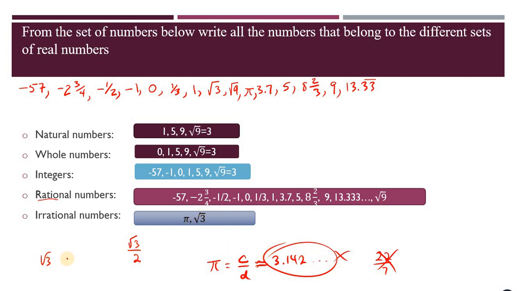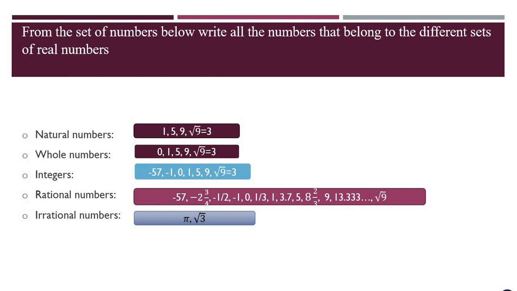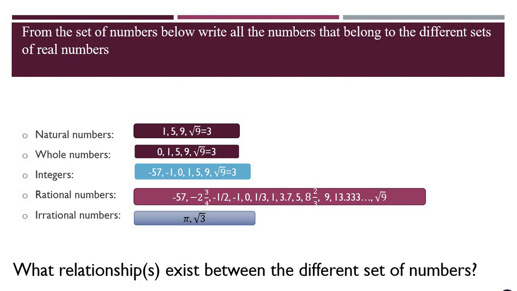Now, the square root of 3 is also an irrational number. You will not get an exact decimal, nor would you be able to convert it into a fraction with an integer in the numerator as well as the denominator. Hope that was helpful. Now, what relationship exists between the different sets of numbers?